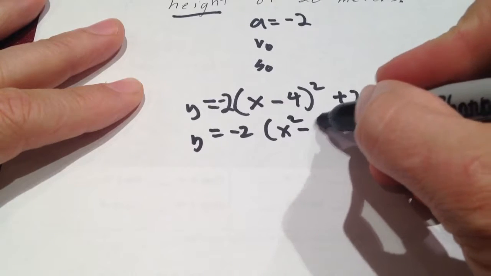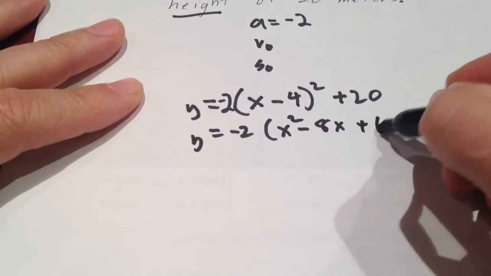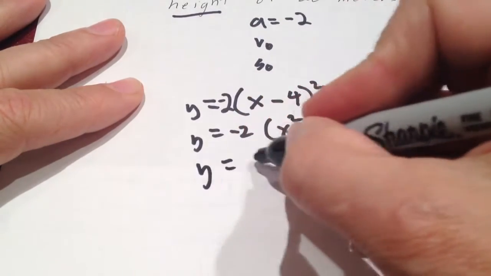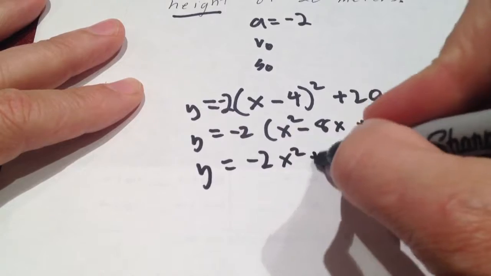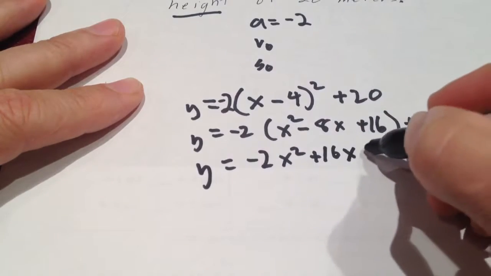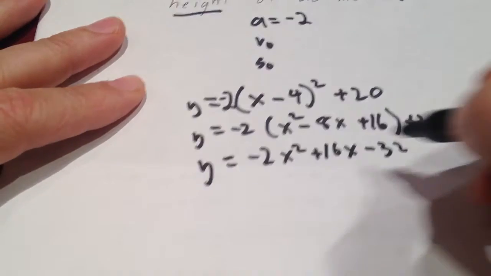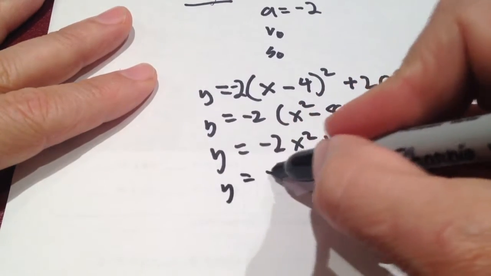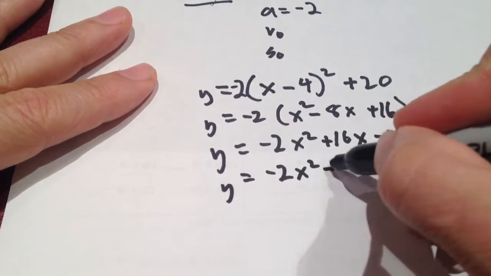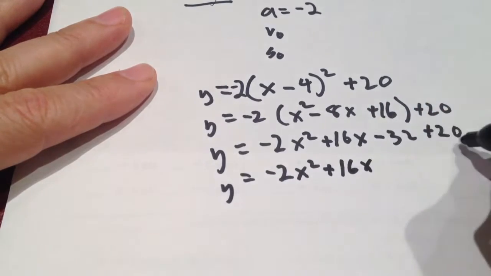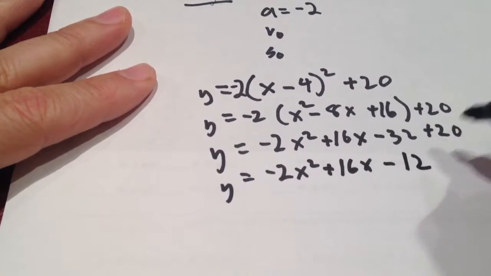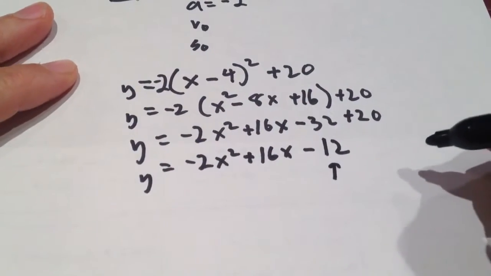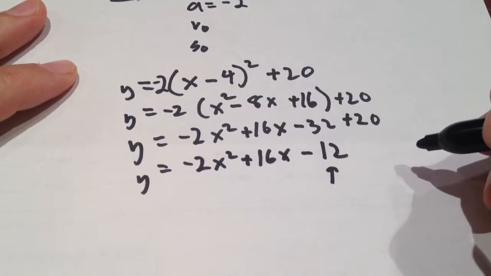Squared minus 8x plus 16, doing that in my head, hopefully that's right, plus 20. So y equals -2x squared plus 16x minus 32, which means plus 20, which means y equals -2x squared plus 16x minus 12, if I've done all my math correct here. Which is interesting. It means this actually started below ground, which is possible. You'll see an example like that in a minute.